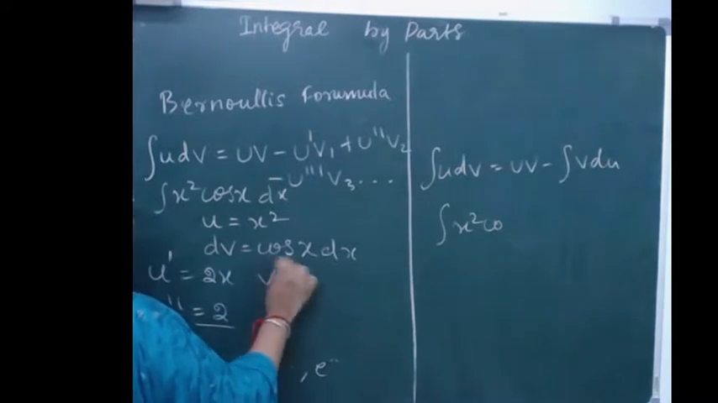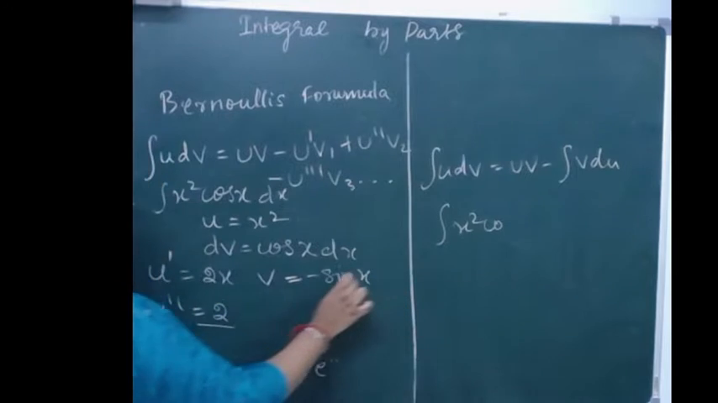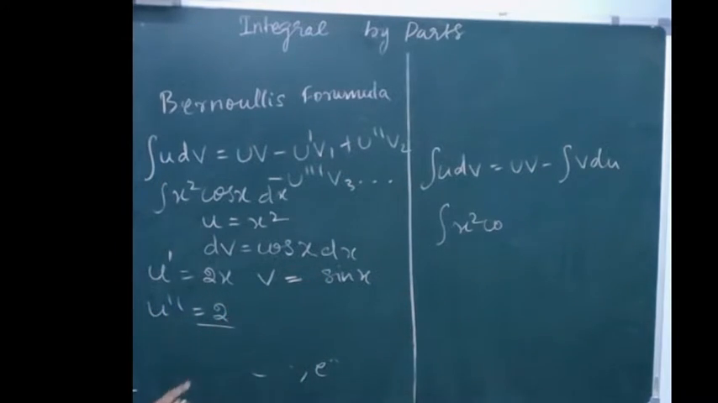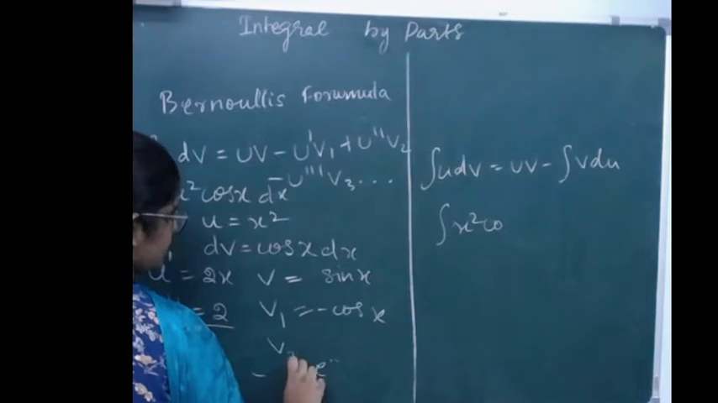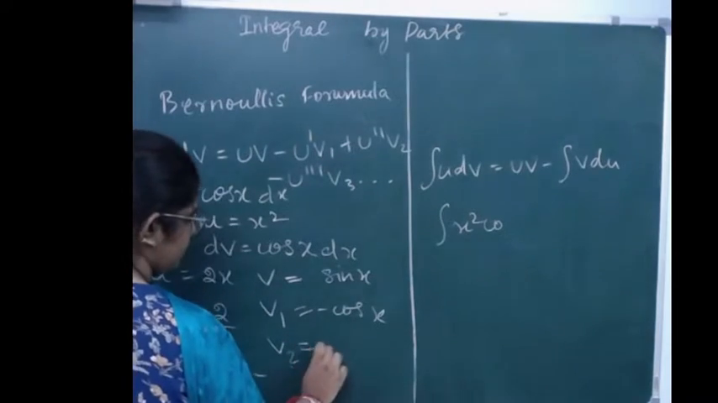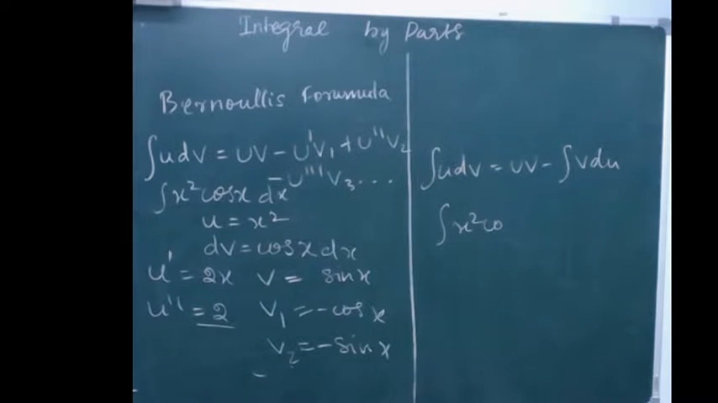So we will get cos x integral is sin x. Sorry, sin x. Cos x integral is sin x, and we have to again integrate this sin x. We will get minus cos x, and we have to again integrate this, and we will get minus sin x. So we have to integrate it such a way, and then finally we have to substitute that in the formula. So the substitution also.